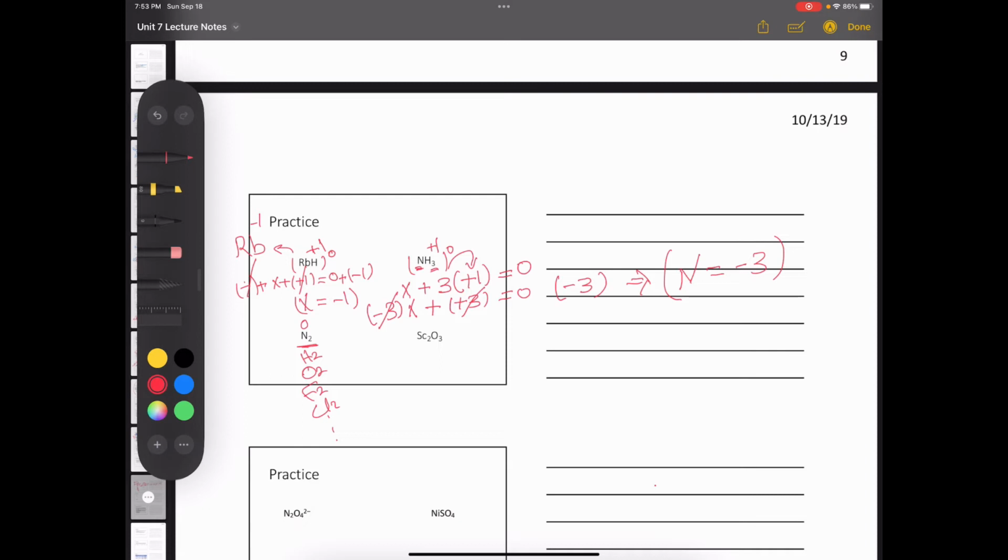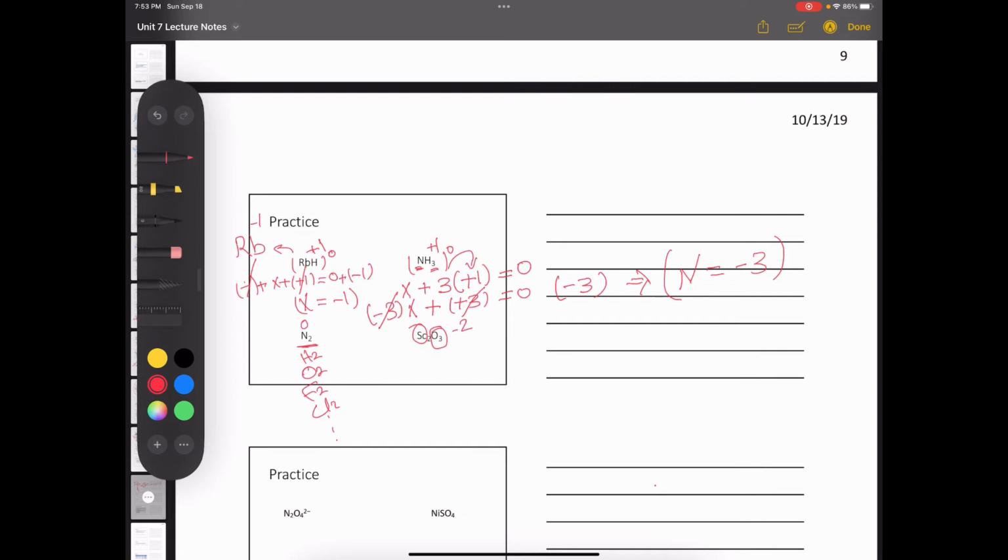Okay. Let's look at the last one that we have on the slide, which is scandium oxide. Oxygen always has a negative 2 oxidation number. It doesn't matter what the other element is that it's associated with or bonded to, the oxidation number is always negative 2. So I'm trying to figure out what the oxidation number is for the scandium.